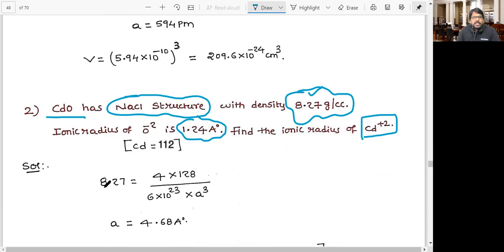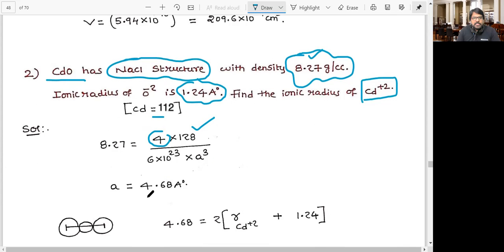So density is equal to Z effective into formula mass of cadmium oxide. Cadmium is 112, oxygen is 16, that is becoming 128, by Avogadro number, and you will be getting edge length cube, that is volume of the unit cell. And if you simplify, you will be getting edge length value 4.68 angstroms, right?